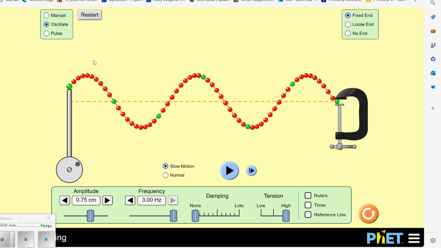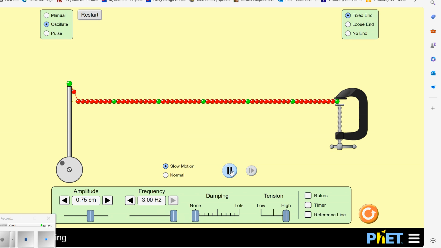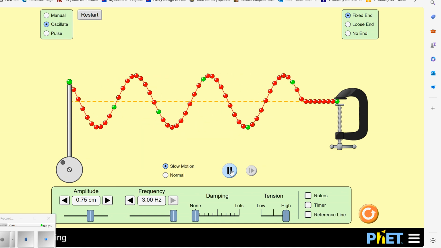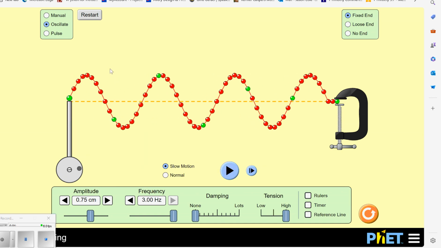Now let's increase it all the way to 3 and take a look at the wave that's made at this point. I'm going to stop it when it gets to the end. And hopefully what you've noticed is that as the frequency of the wave is increased, the wavelength of the wave is decreasing this entire time. And so that's kind of your basics on the wave.